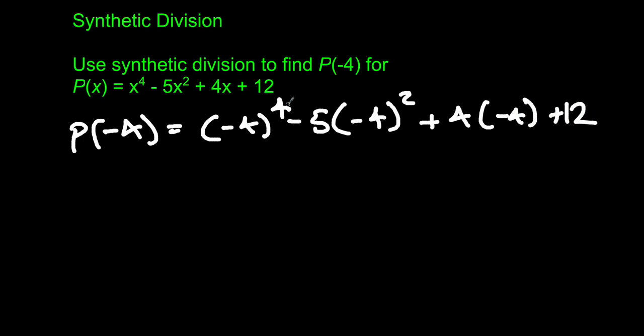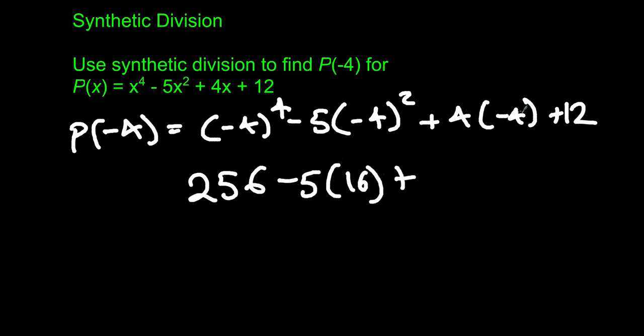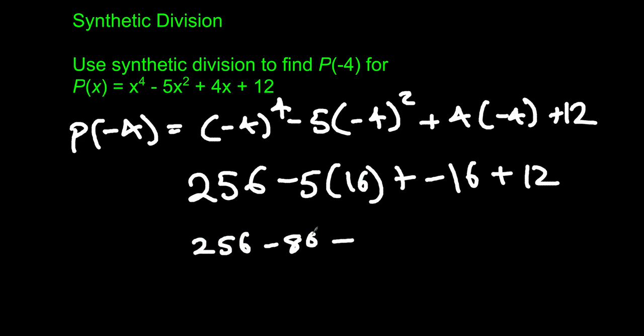and then evaluate. Negative 4 to the 4th is 256. Negative 4 squared is 16. 4 times negative 4 is negative 16. So 5 times 16 is 80. So we got 256 minus 80 minus 16 plus 12.